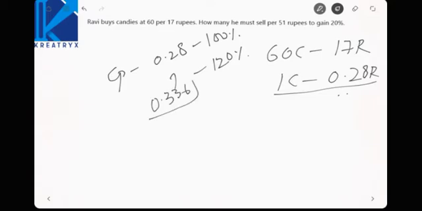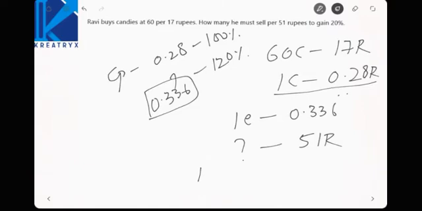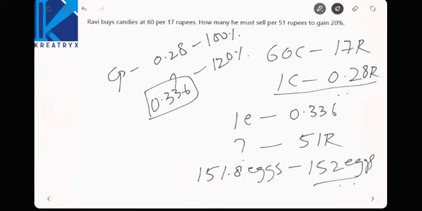Your selling price must be 0.336. So one egg's selling price is 0.336. For 51 rupees, how many eggs must be sold? See here, 51 divided by 0.336 will lead you to how many eggs? 151.8 eggs, which will be equal to 152 eggs. Normal calculation, right? 51 by 0.336 leads to this, and rounding off, you will get 152 eggs.